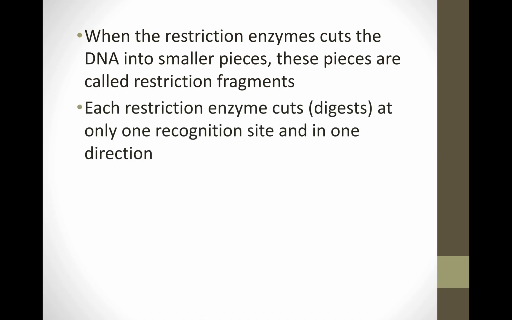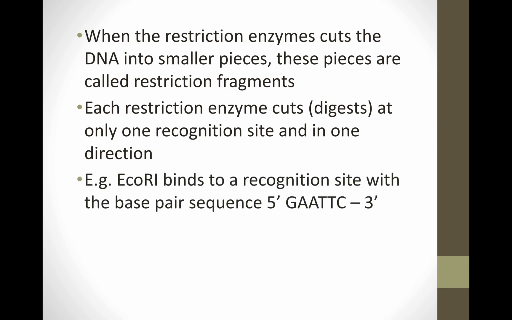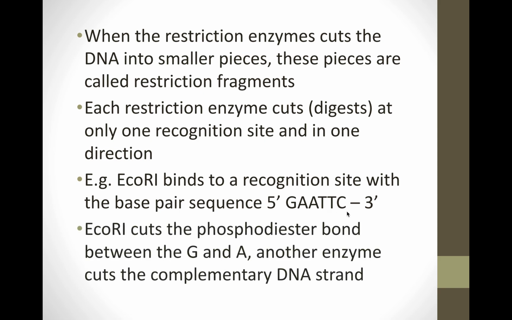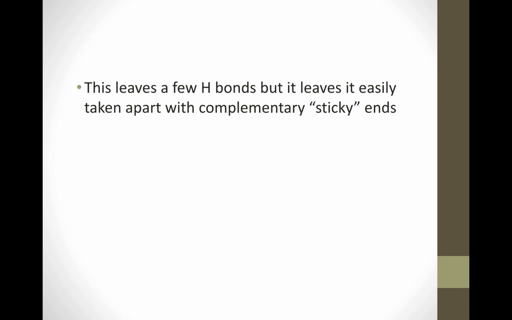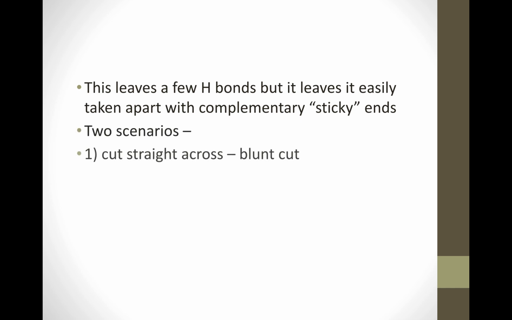Each restriction enzyme, as I mentioned before, digests or cuts only at one recognition site and in one direction. There's one called EcoRI, which binds to a recognition site with this base pair sequence. It cuts the phosphodiester bond between the G and A, and another enzyme cuts the opposite strand. This leaves a few hydrogen bonds, but it leaves the DNA easily taken apart with complementary sticky ends.